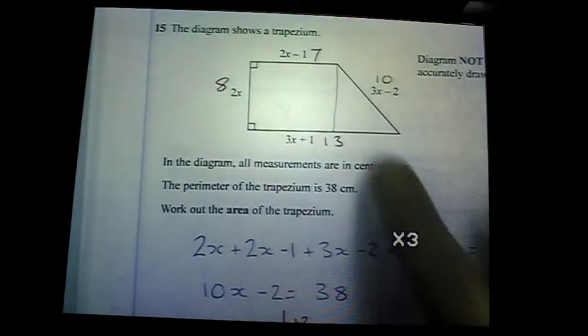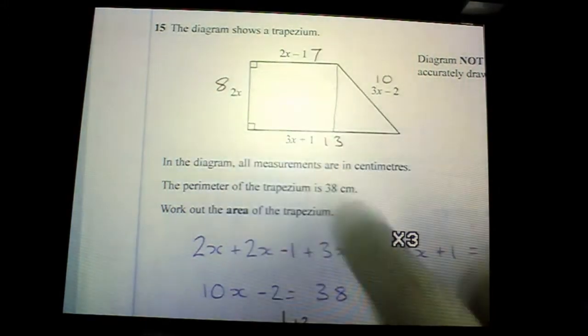So it could be anywhere in there. Question 15. Diagram shows a trapezium. Work out the area. We're told the perimeter is 38 centimetres. Let's zoom in so you can see that one properly. So the perimeter is 38.